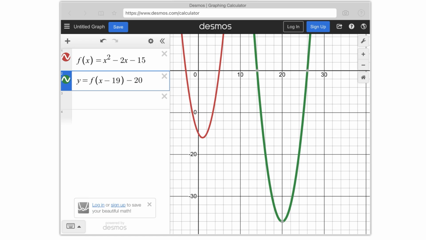And this is what we're going to study here. We're going to study this idea of taking transformations like right and down and writing them in a form that the computer can understand so that the computer can do the transformations. And ultimately, it's not just a language the computer understands, it's also the language of math. This is how you write down the idea of moving the graph right and moving the graph down. You write it as f of (x minus 19) minus 20.